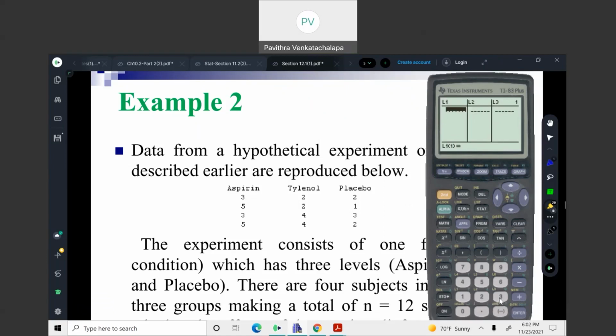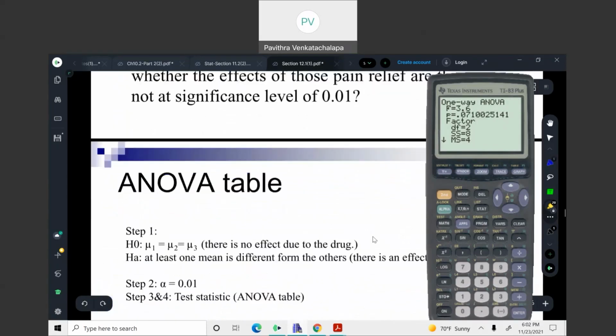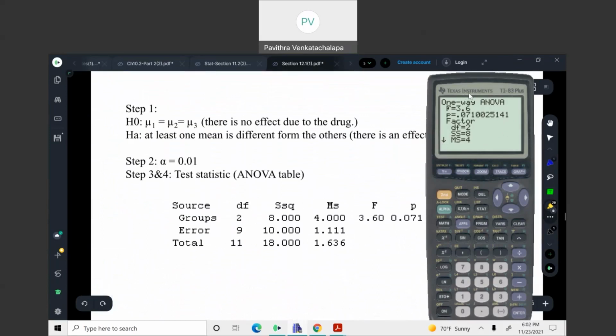Done. So I have 3, 5, 3, 5. Next column as 2, 2, 4, 4. L3 as 2, 1, 3. Now go to stat, test, the last option, that is ANOVA, enter, and we have only 3 columns, so L1, L2, L3, close parenthesis and enter. Scroll down and this is your value.